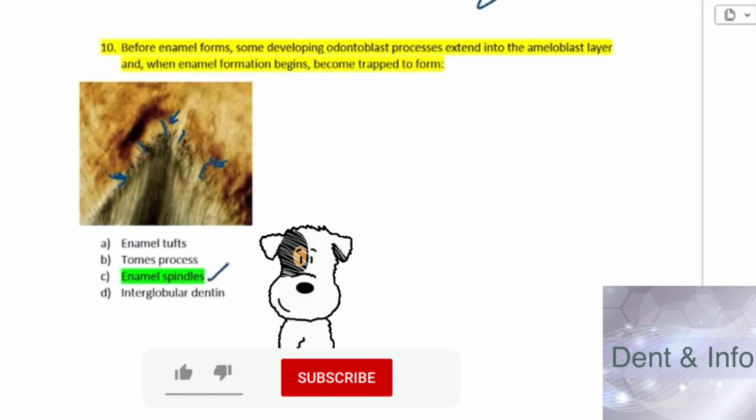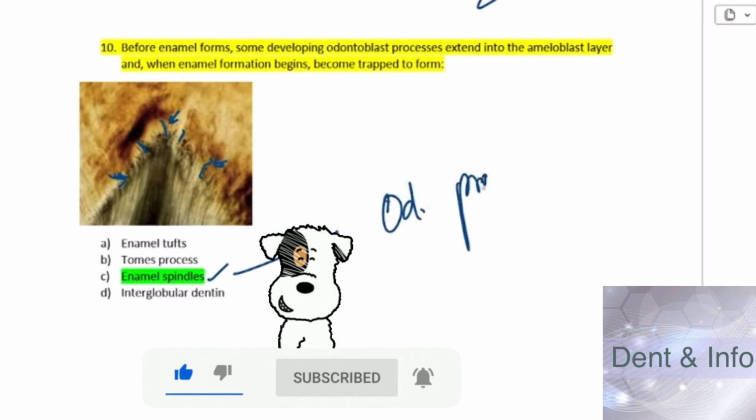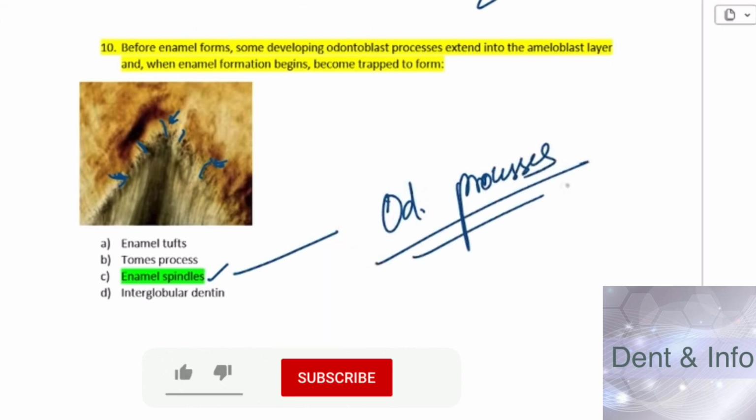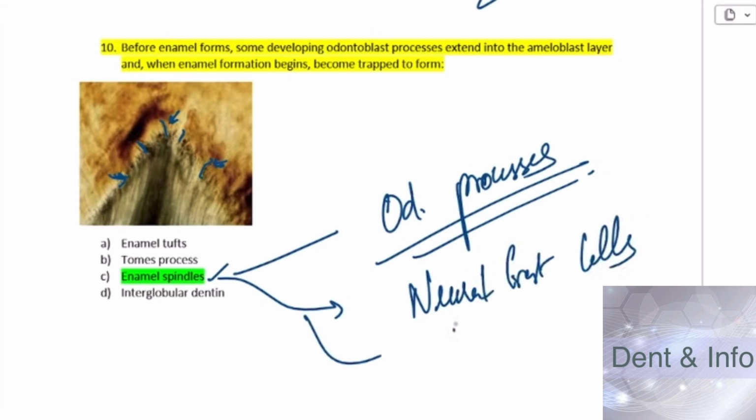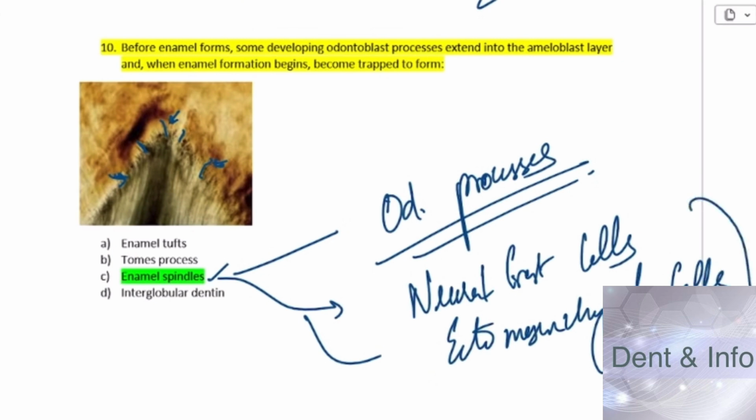So what do enamel spindles represent? They represent overextended odontoblastic processes. They might ask what is the source of enamel spindles. Another way of asking the question is that their origin is from neural crest cells, or their origin is from ectomesenchymal cells, right? They are seen in the enamel, but they are not made by ameloblasts.